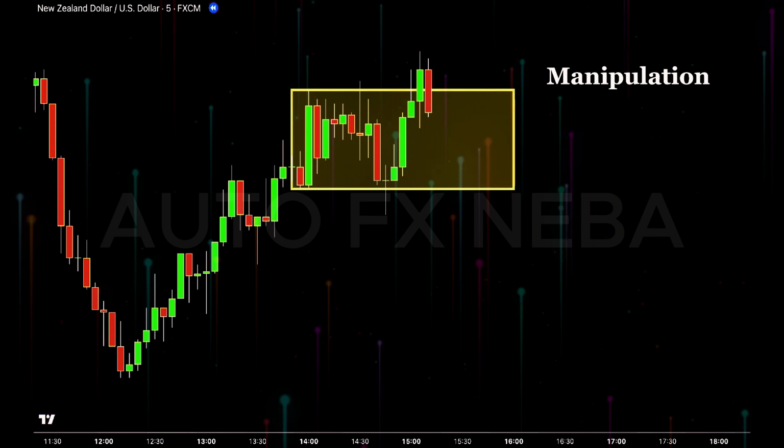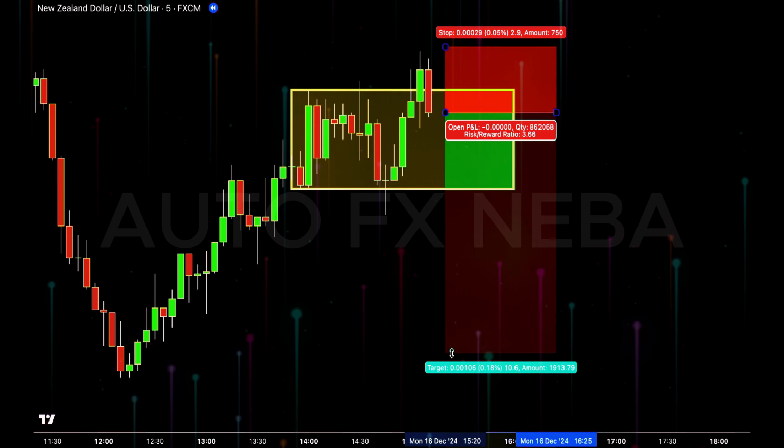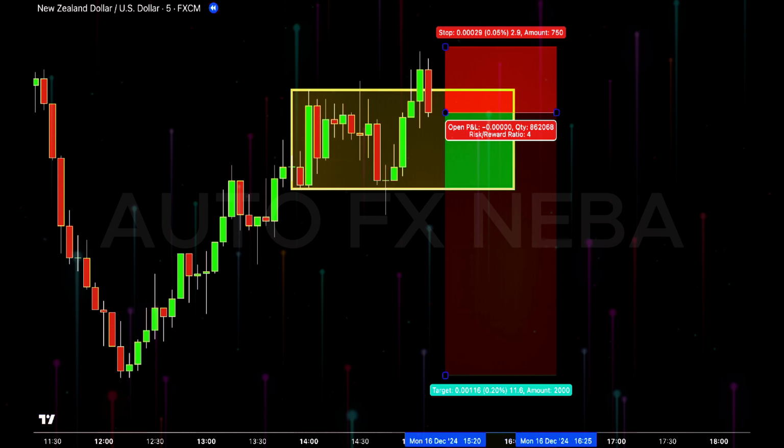Here's how to trade it. Enter at the close of the candle that returns inside the range. Place your stop loss just above the high of the breakout candle. Your target, the next key support level.